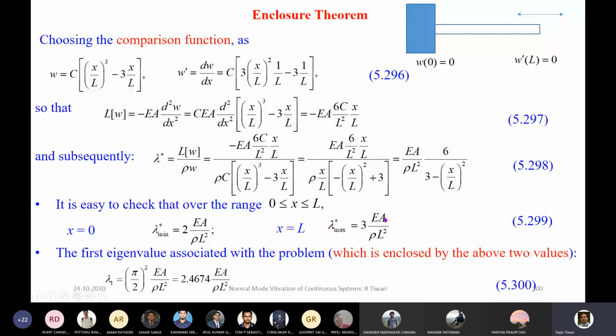And if you go back to the solution of the cantilever case, which we already solved using the closed form solution, the correct exact value for the first natural frequency is 2.4674. So it is getting enclosed between the coefficients 2 and 3. So you can see that just by choosing the comparison function without solving the differential equation, we could get a guess value of one of the natural frequencies. So this is one of the examples.